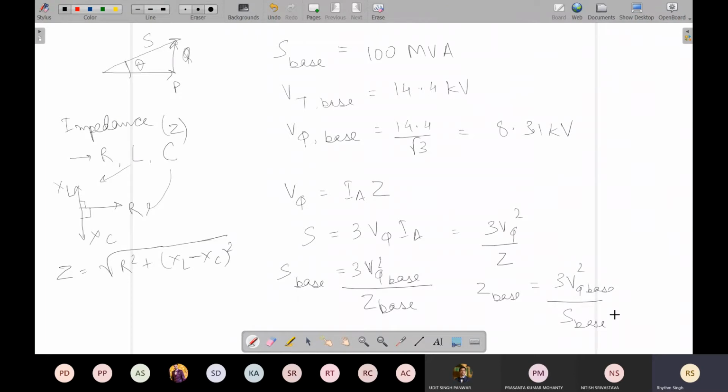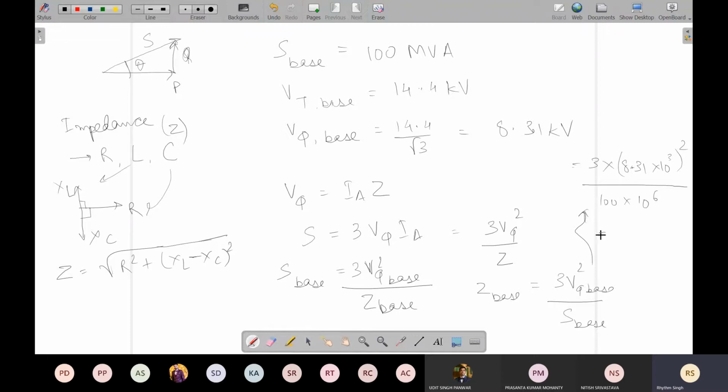Okay, now you can put the values which we have found: 3 into 8.31 kilovolt square divided by 100 MVA. Please take care of the notations K and M. Best is to put K equal to 10 to the power 3 and M equal to 10 to the power 6, and then solve in terms of volt, ampere and ohm. So your Z base will be equal to 3 into (8.31 into 10 to the power 3) whole square divided by 100 into 10 to the power 6.